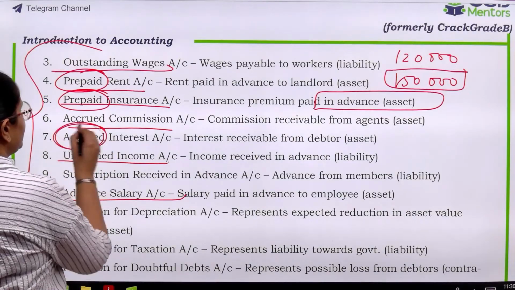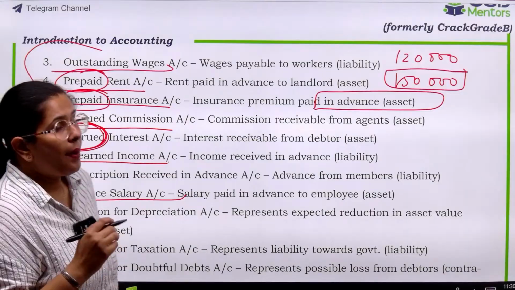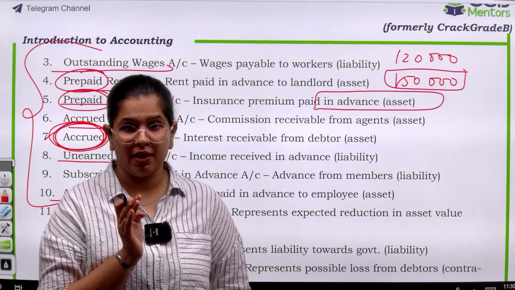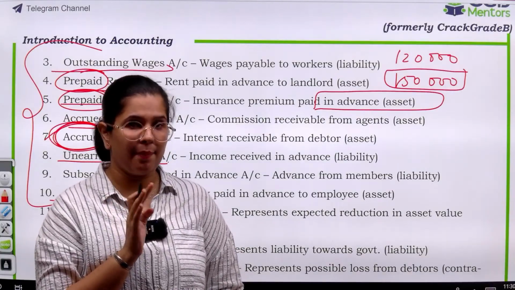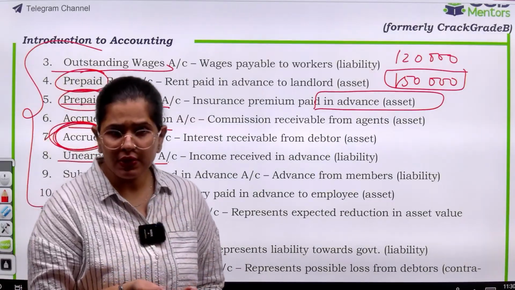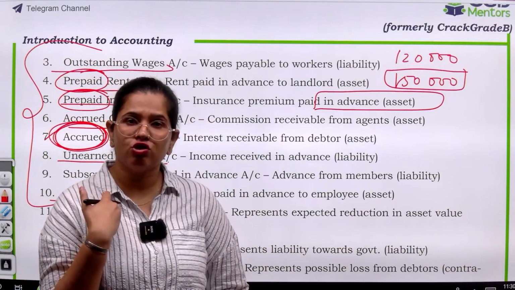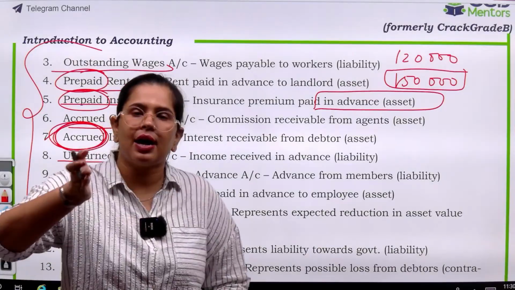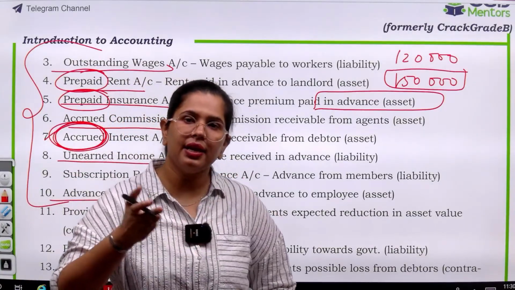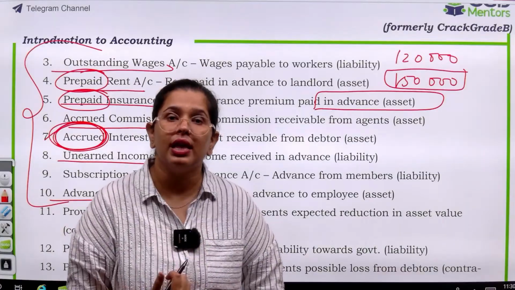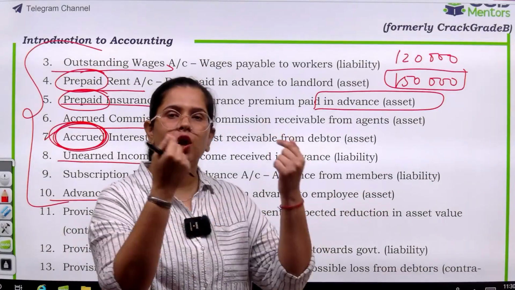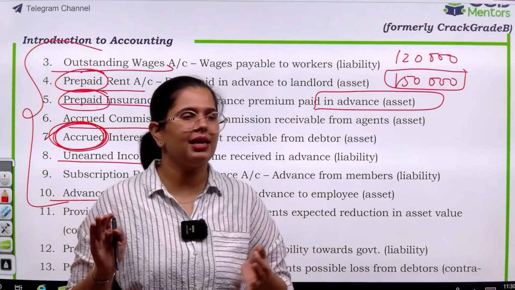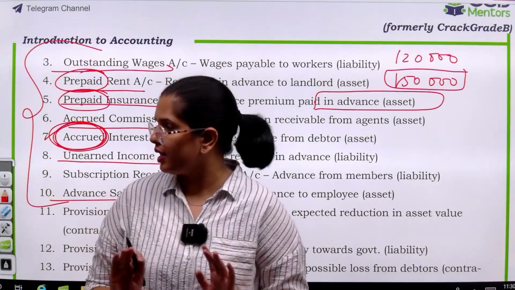Accrued interest means the company had to pay me 6 months interest, but they haven't paid me. Right now we are in the 8th month and the company hasn't paid me 6 months interest. So obviously I have earned the interest, interest belongs to me, it's just that I have not received it in cash, ठीक है? So when the income remains outstanding, जब income outstanding रहती है तो उसको हम क्या बोलते हैं? Accrued. That means this income belongs to me but I have not received it in cash yet. ये इनकम मेरी है लेकिन अभी तक बस मुझे कैश में नहीं मिली है. ये बात आ गई समझ में?